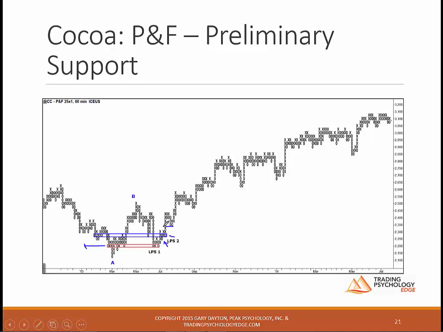I would now jump to a 3-figure chart, which I'll show you at the very end of this session. But you could do this as well. You have last point of support number 2 or number 3.